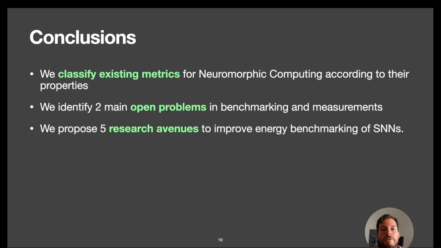As a conclusion for this paper, what we did was classify existing metrics in literature for neuromorphic computing according to their properties. We identified two main open problems in benchmarks and measurements, and we proposed 5 research avenues to improve this energy benchmarking, including avenues to improve accessibility and fidelity, and avenues to improve actionability of the metrics.